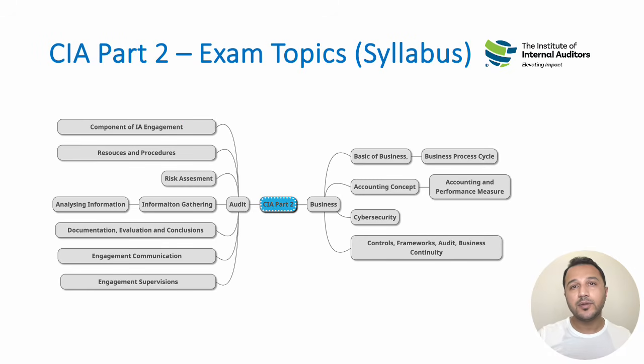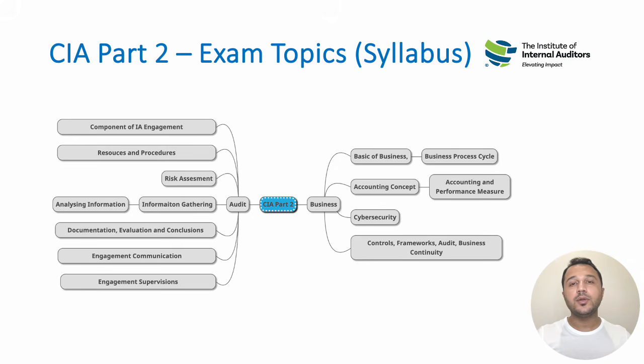CIA Part 2, I believe, is the most difficult part, and it is very complex, and the syllabus is humongous. I try to simplify in my own way to give you a quick overview of what basically is covered in CIA Part 2, which is about internal audit engagements. So in Part 1 we talked about the fundamentals, where we set the foundation of internal audit, and now we will talk about the audit engagement in CIA Part 2. So from start till end, how you perform an audit engagement.